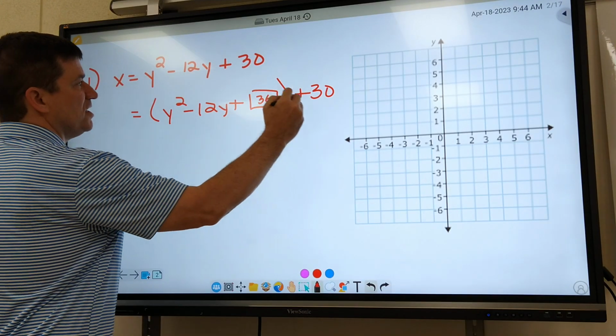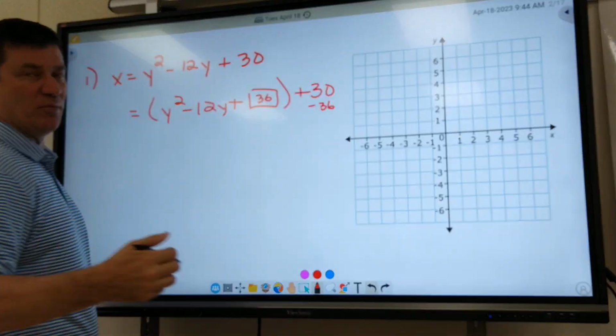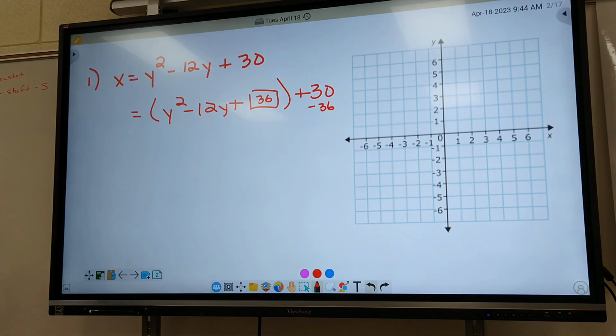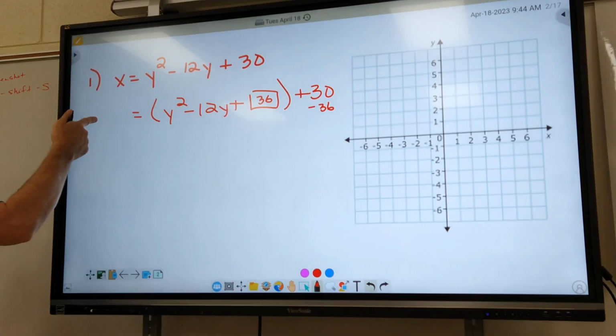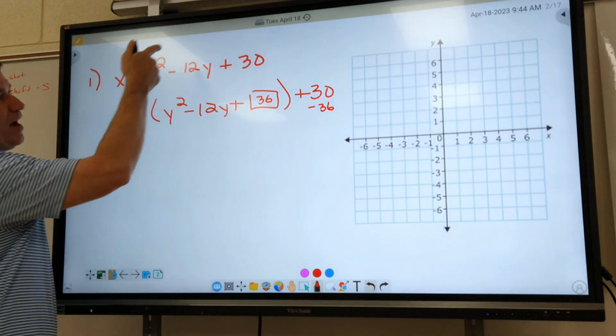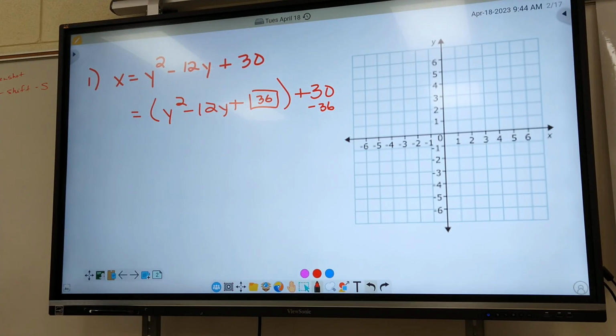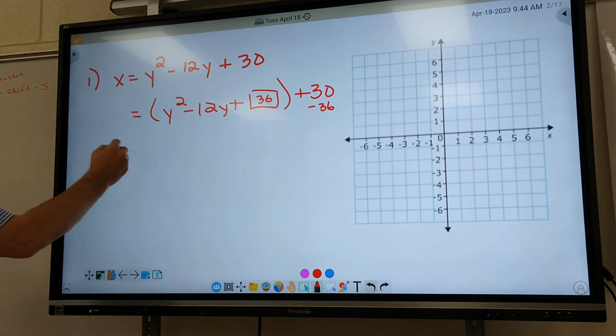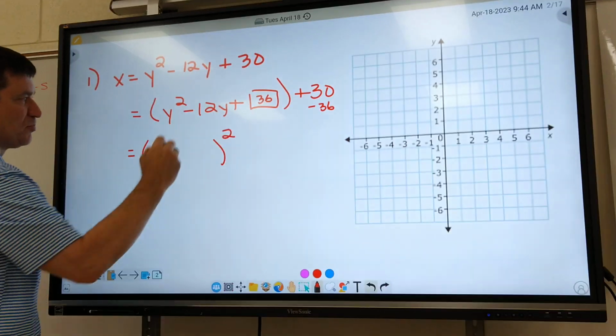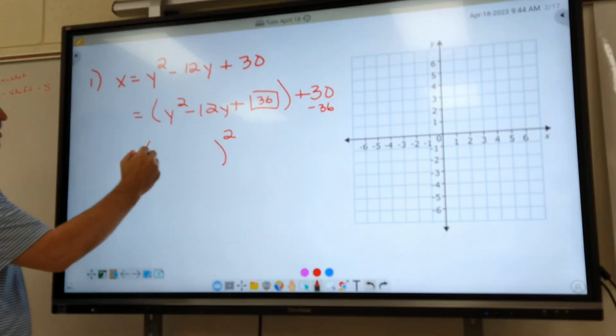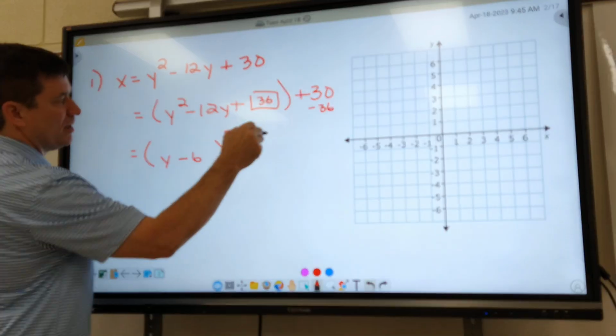Plus 36 here, minus 36 here, remember? Because what we've always said is whatever you add on one side of the equal sign, you got to add on the other. But if I add 36 over here, I'll have to subtract it and bring it back. All right, so Matthew, what goes inside the parentheses? Y minus 6. And I got a negative 6.